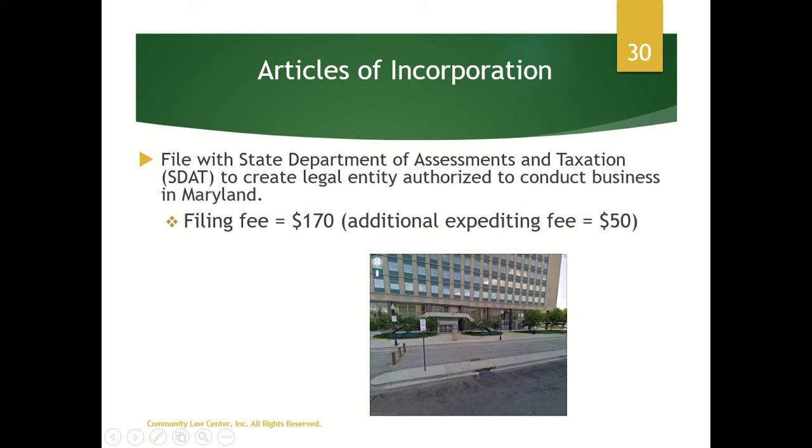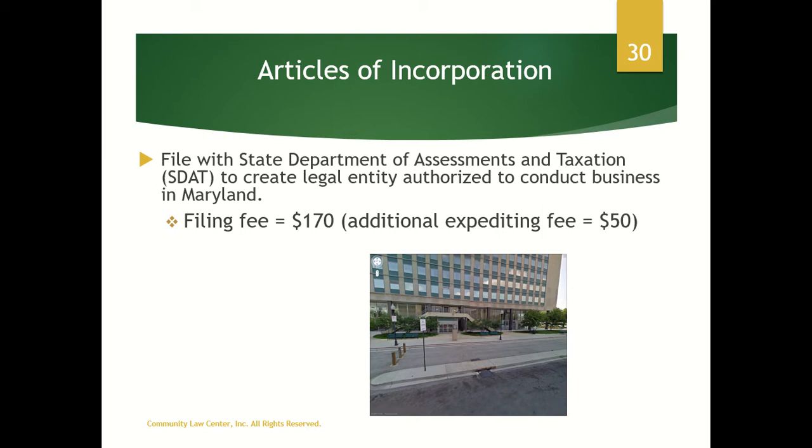You will incorporate the organization by filing a document called Articles of Incorporation. And this document is filed with the State Department of Assessments and Taxation, or SDAT. And once you file the document and it's accepted by SDAT, then you've created that new legal entity authorized to conduct business in Maryland. And you can file this document either by delivering a hard copy to State Center in Baltimore, or by mailing in a copy, or using their online system.